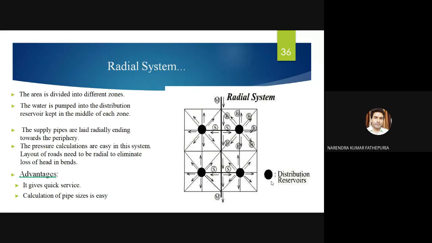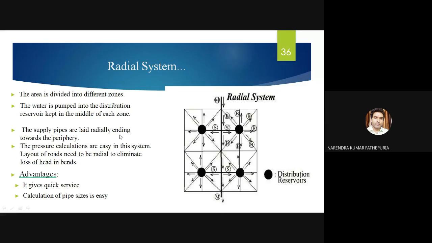This is the second system, the radial system. These are divided into different zones. See that from here the branch connection is given in a uniform manner. So this is M, the main distribution pipe network. This is the submain network. Then connections will be given like this in a radial manner. The water is pumped into a distribution reservoir kept in the middle of each zone. Here one reservoir, here one reservoir, here one reservoir. Like this, a reservoir has to be kept everywhere.